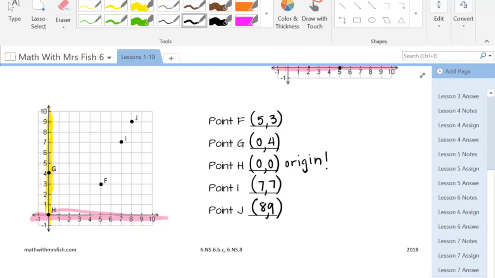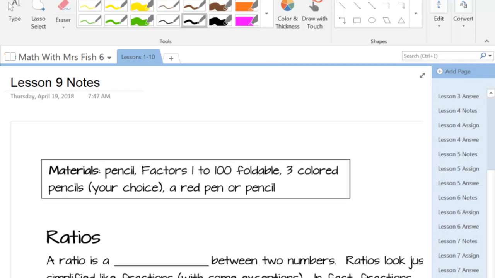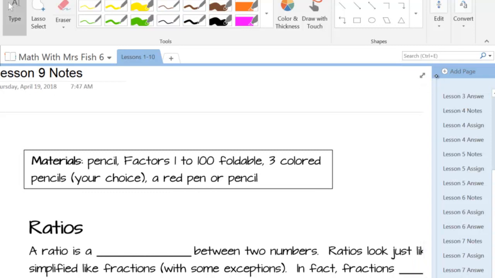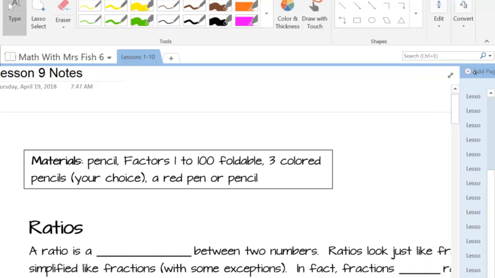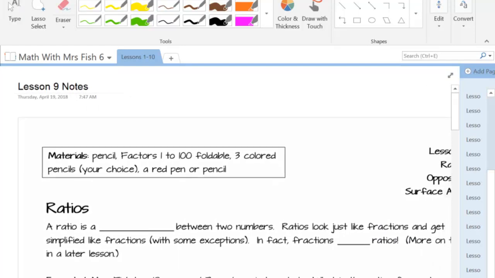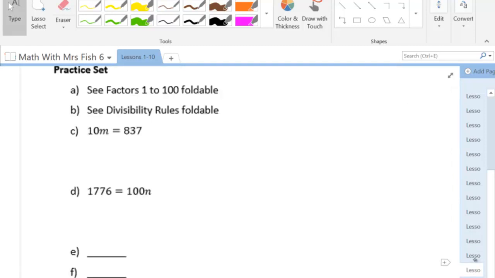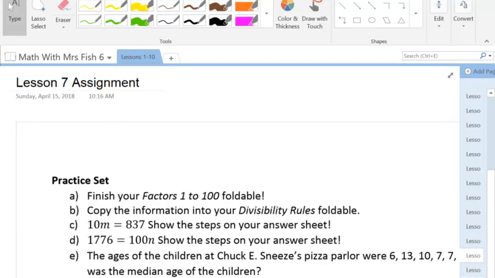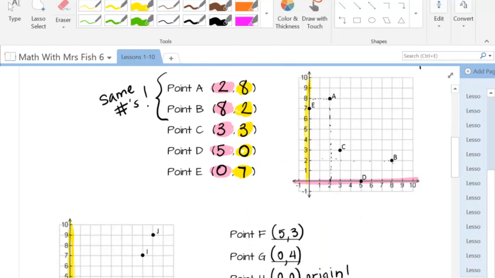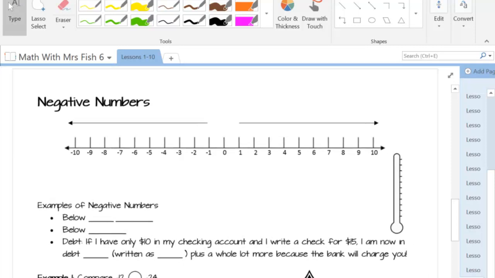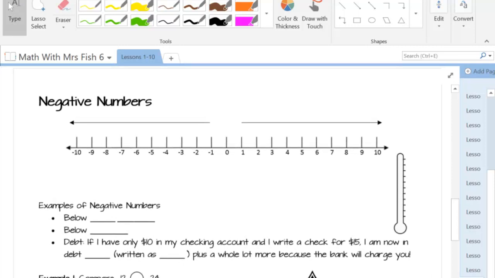And now we're moving on to the lesson 9 notes, and we're almost done. All right. Ratios. Oh my goodness, wait a minute, I just realized, no, I'm not done. Shame on me. I beg your pardon. We have a whole other page here. I'm rushing because I know I'm a parent and I know how precious your time is.